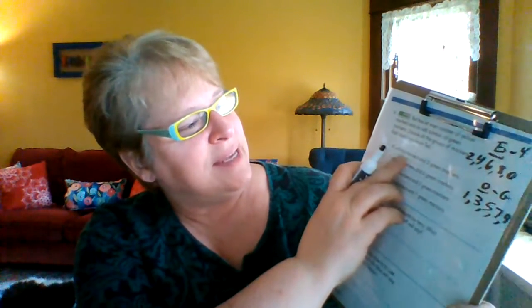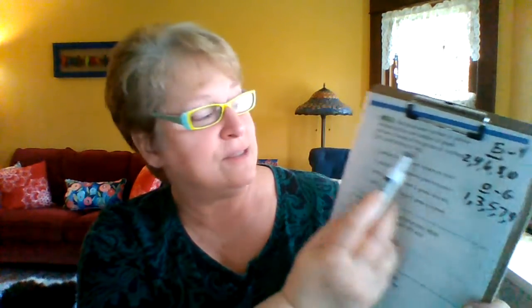So 8 yellow. Yellow should be even. Is 8 an even number? Yes, there it is. So that first part's right. And 3 green. Green is odd. Is 3 an odd number? Yes, it is. So this could be a possibility. We're going to circle that.